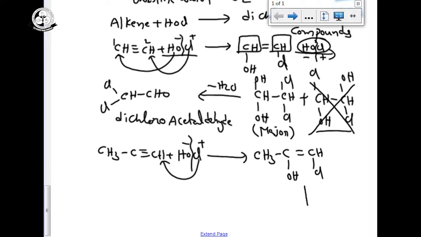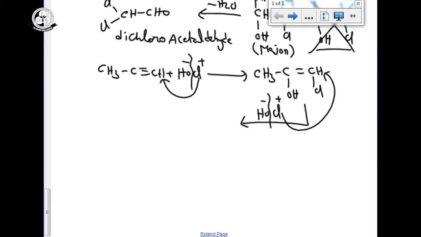Now further you can add one more HOCl. Now break here, minus plus. As usual, chlorine will be attached to the carbon containing more number of hydrogens in the multiple bond, and the remaining part will be attached to the remaining carbon. Now it becomes CH3, C OH, CH, Cl and Cl. A dichloro substituted compound.